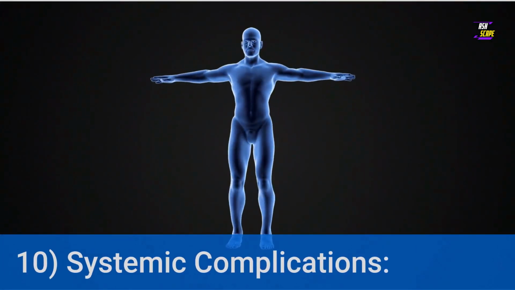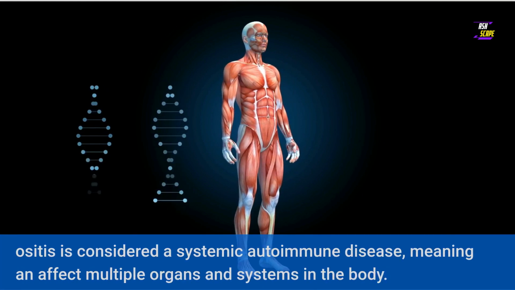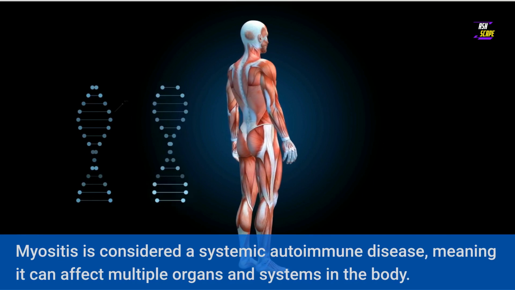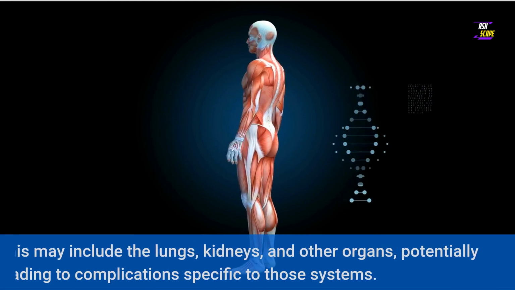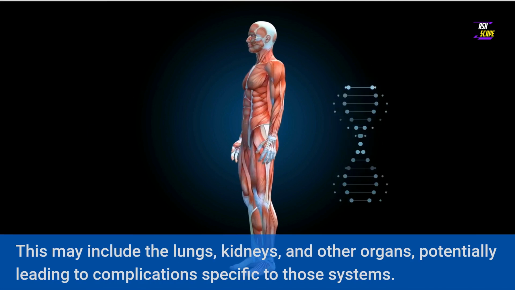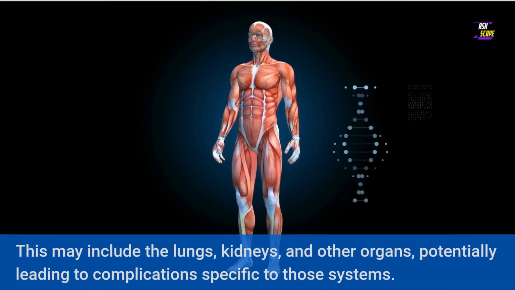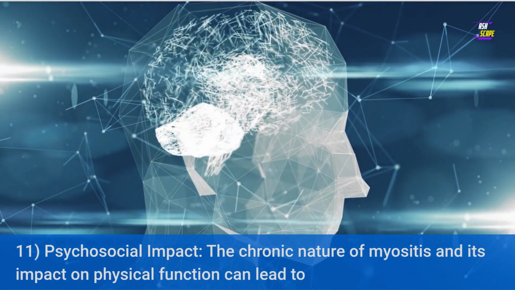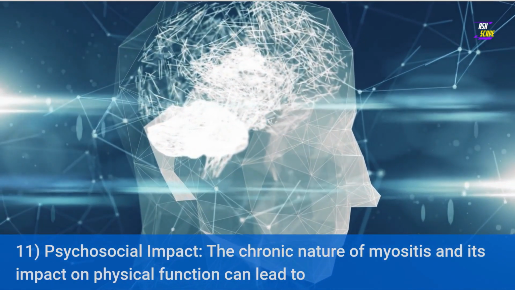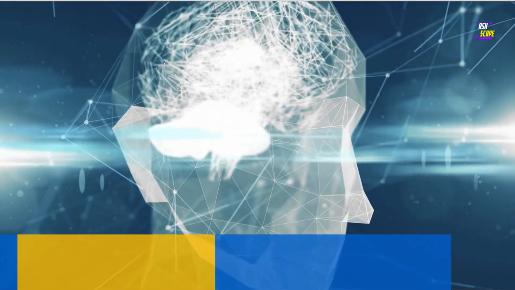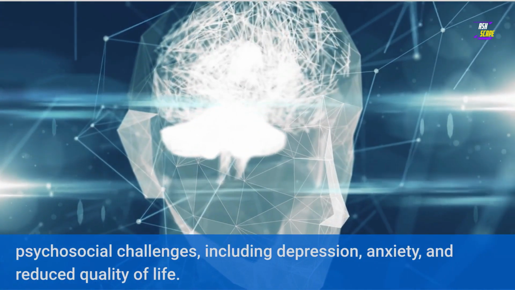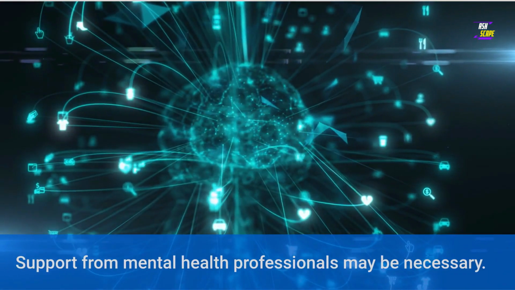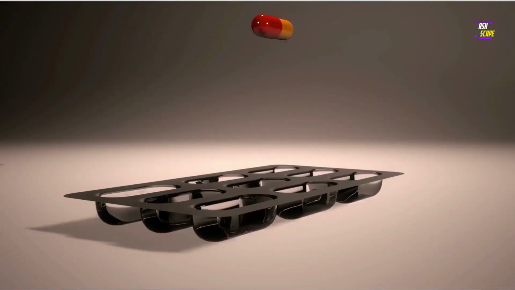10. Systemic complications. Myositis is considered a systemic autoimmune disease, meaning it can affect multiple organs and systems in the body. This may include the lungs, kidneys, and other organs, potentially leading to complications specific to those systems. 11. Psychosocial impact. The chronic nature of myositis and its impact on physical function can lead to psychosocial challenges, including depression, anxiety, and reduced quality of life. Support from mental health professionals may be necessary.